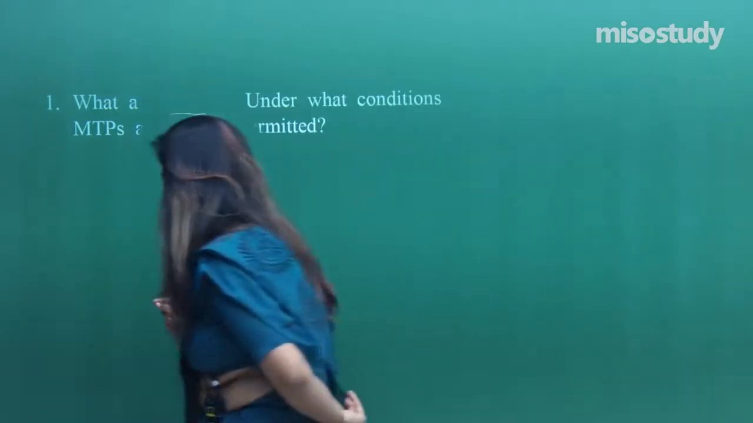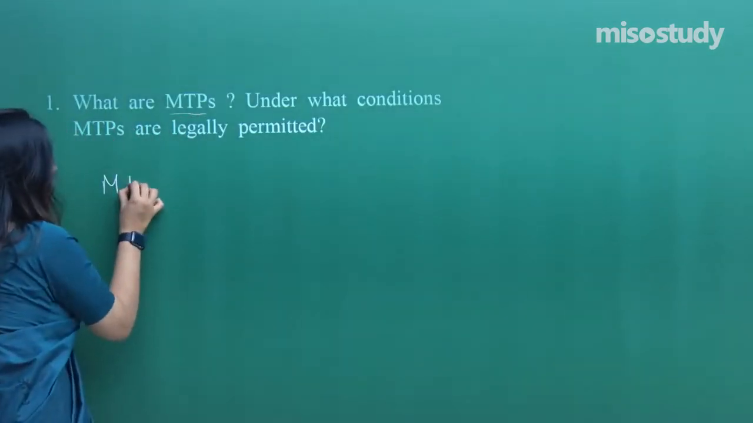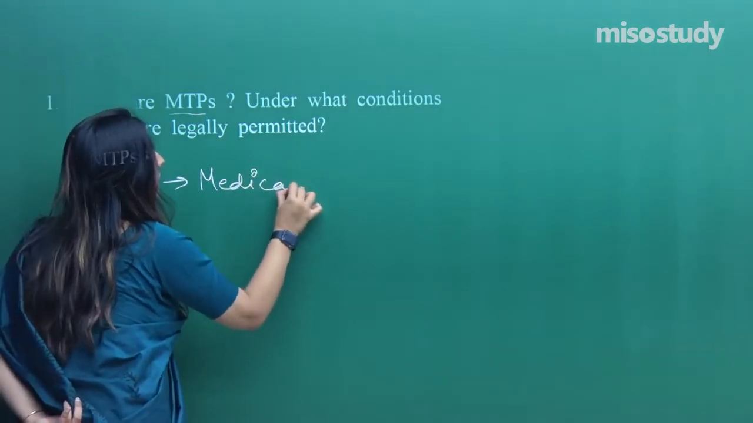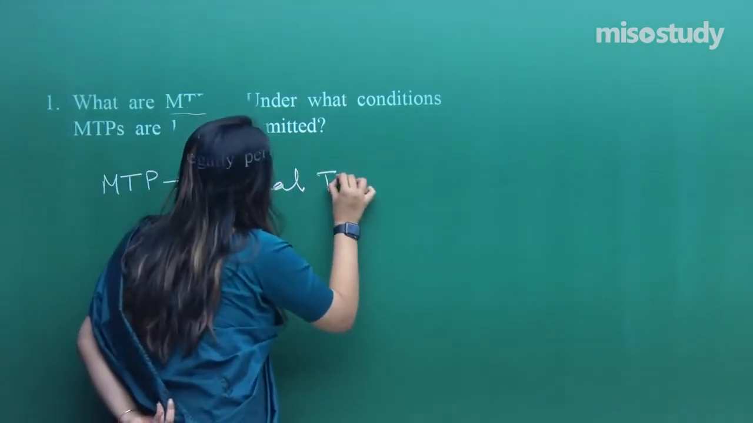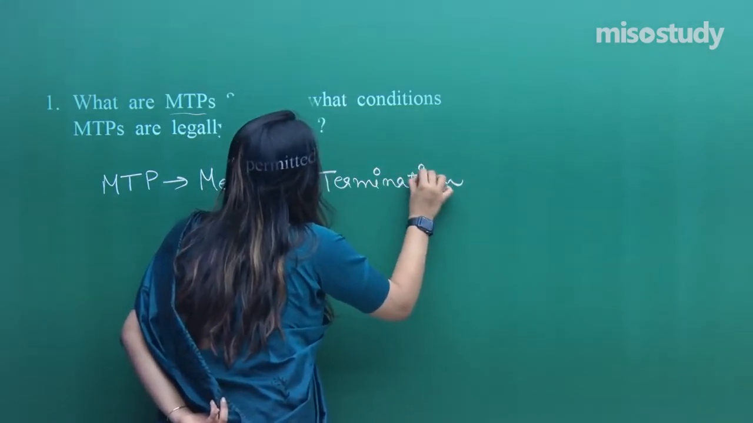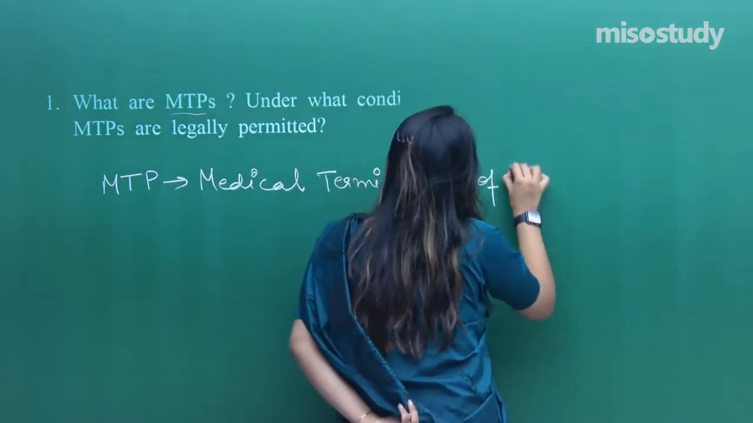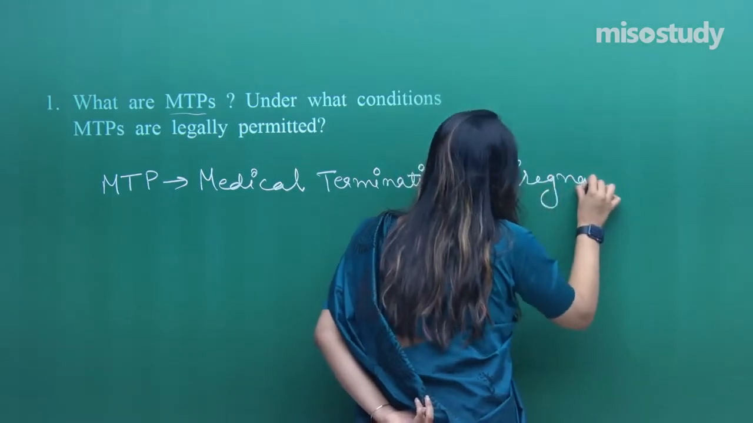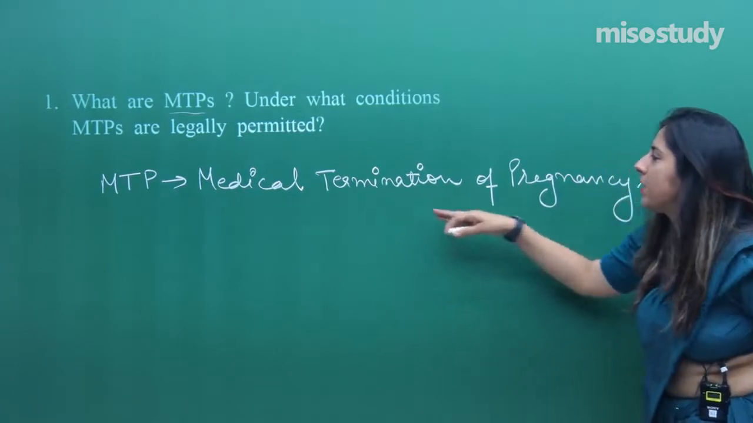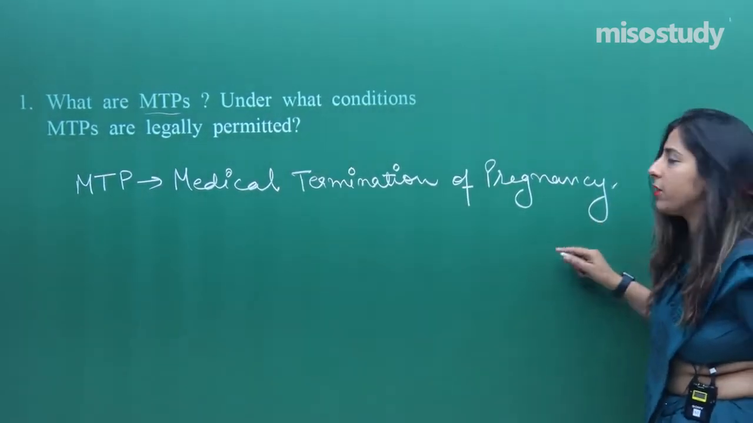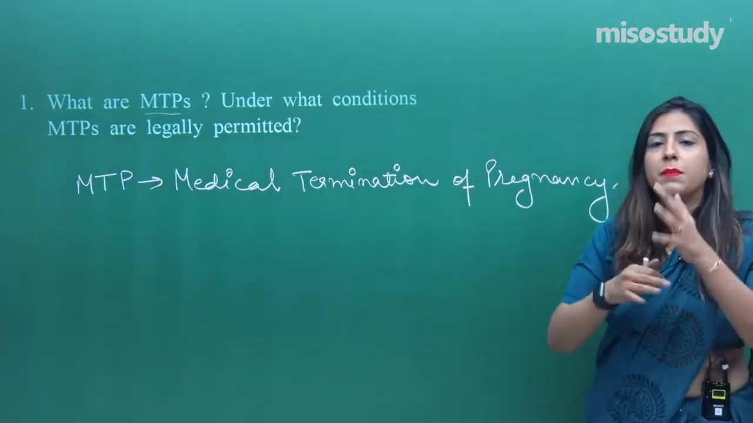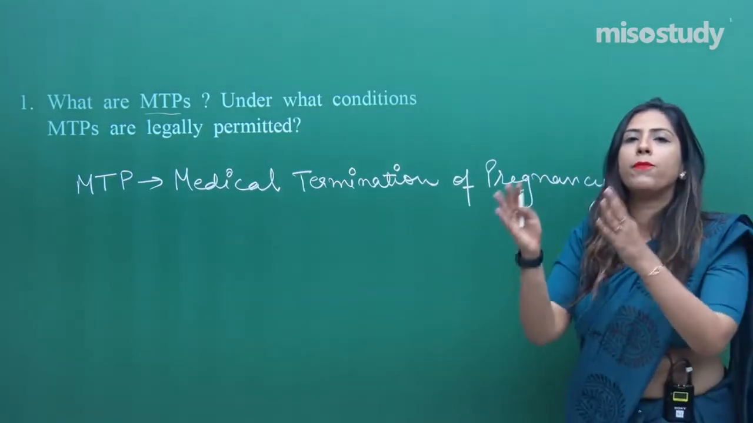So students, MTP means medical termination of pregnancy. As the name indicates, it means to terminate a pregnancy, and it is a voluntary action, that means the baby is terminated before birth.